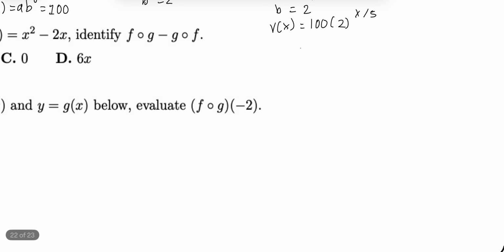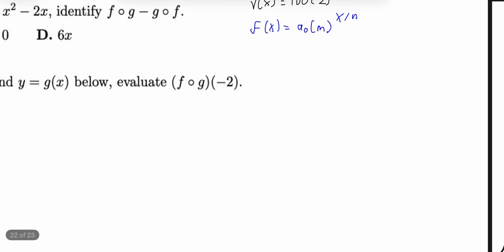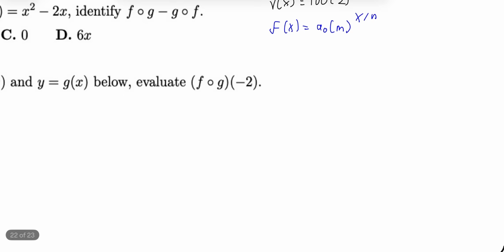So then, in general, if we have a function of any form, like f of x is equal to a initial times m to the power of x over n, this is representing a quantity of an initial value of a naught, and that's going to be changing proportionally by a factor of m every n units of x.